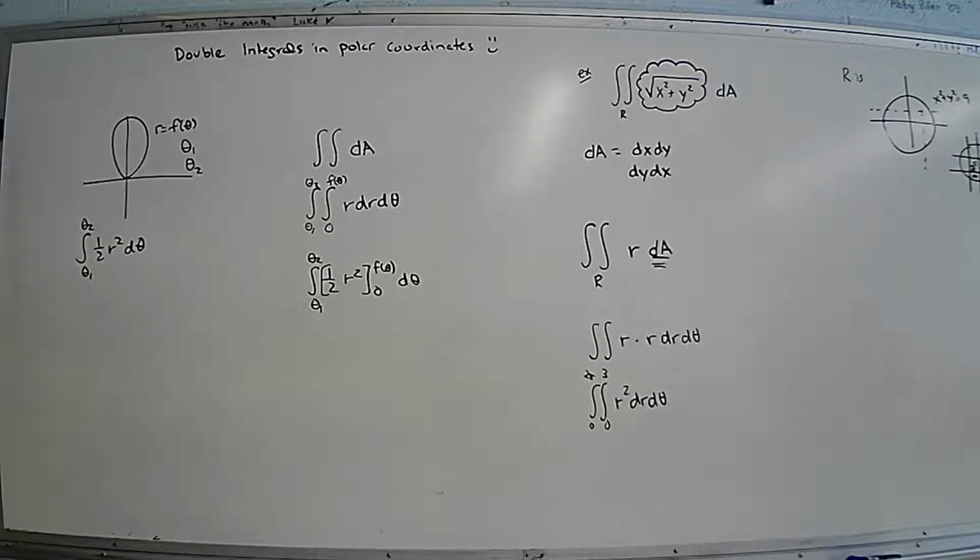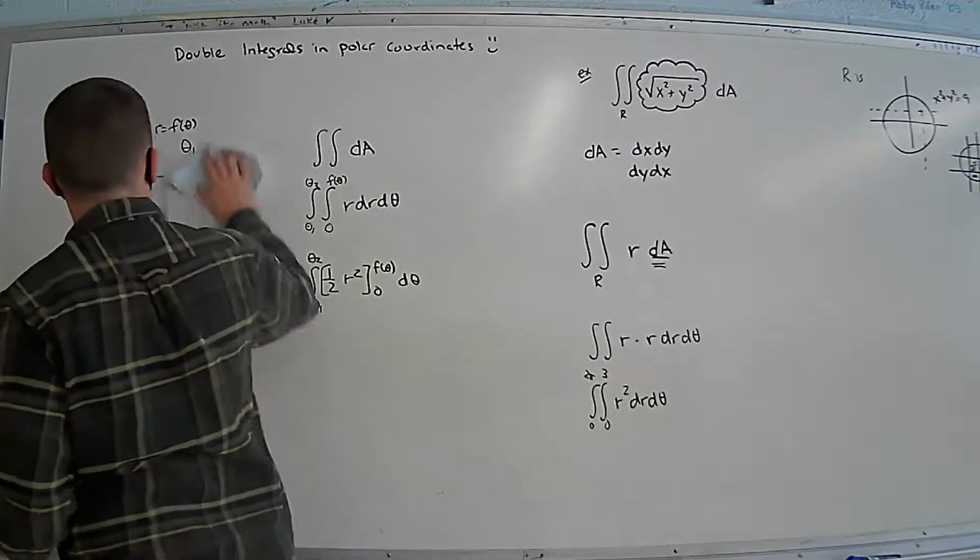When we convert to cylindrical, and when we convert to spherical, there's also a Jacobian that we'll derive the same way. Okay, so let's do some problems.